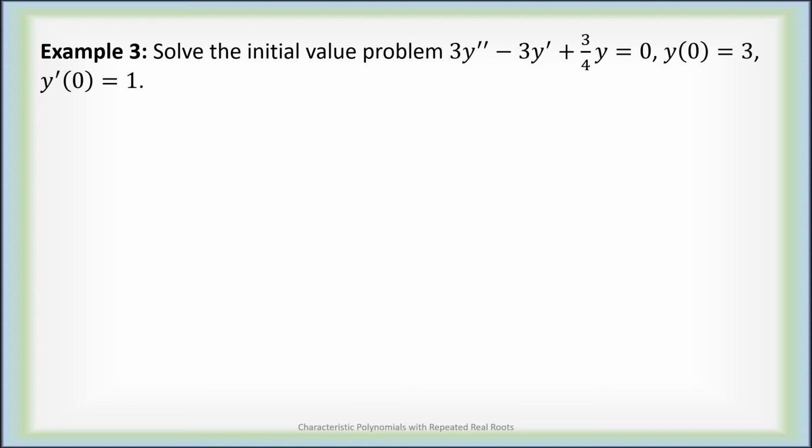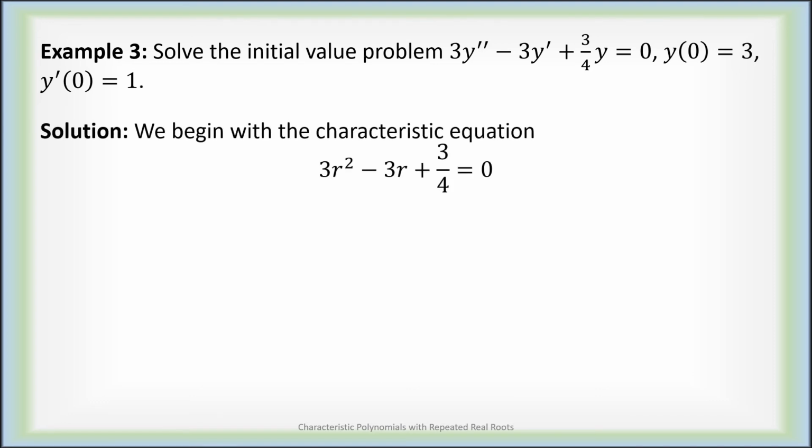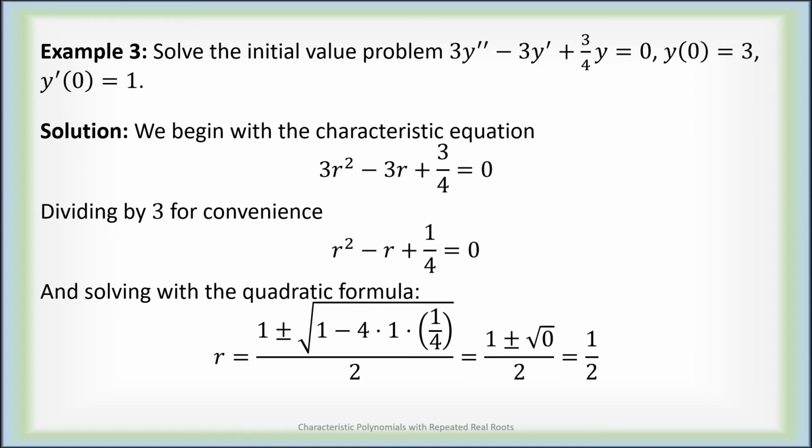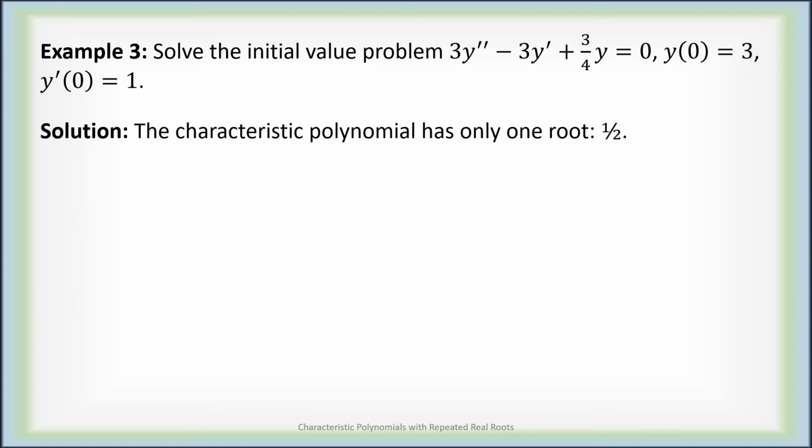Third example, let's solve an initial value problem. 3y double prime minus 3y prime plus 3/4 y equals 0, with the knowledge that y of 0 is 3 and y prime of 0 is 1. Well, we begin with the characteristic equation 3r squared minus 3r plus 3/4 equals 0. Divide everything by 3 just for convenience. We get r squared minus r plus 1/4 equals 0. We can solve this with the quadratic formula, and we find that r is 1/2 is the only solution. We've determined that the characteristic polynomial has only a single real root, 1/2.